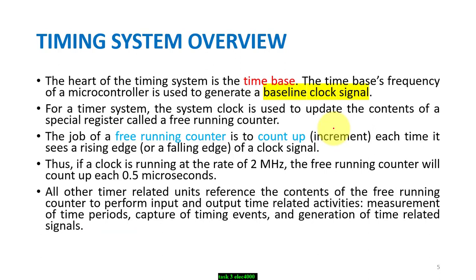Now, the microcontroller is run by one clock. This clock is called the baseline clock signal. If your microcontroller is running at 2 megahertz, this means that all the components inside the system will run at 2 megahertz or a sub-frequency of 2 megahertz, depending on a prescaler defined earlier. Now, let's assume that our microcontroller is running at 2 megahertz. This means that if we want to count up, each count will take 0.5 microseconds, which is 1 over 2 megahertz.